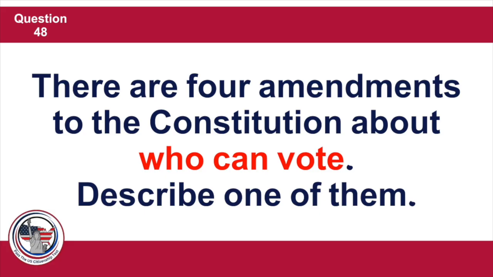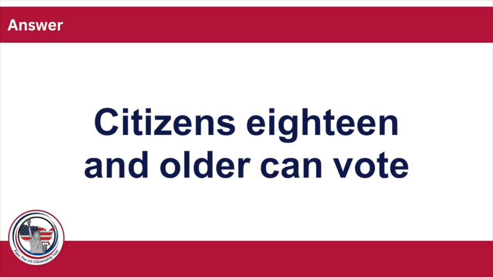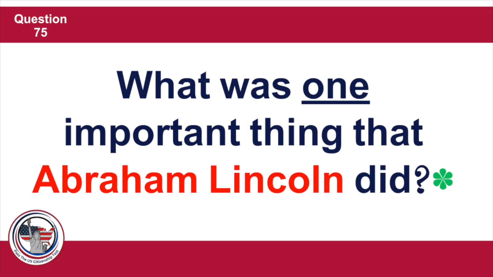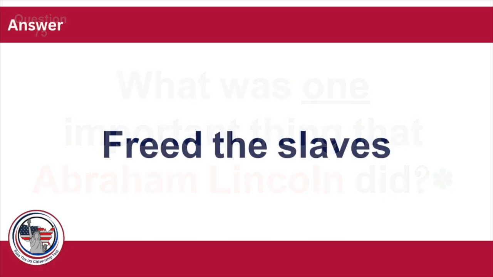There are 4 amendments to the Constitution about who can vote. Describe one of them. Citizens 18 and older can vote. What was one important thing that Abraham Lincoln did? Freed the slaves.